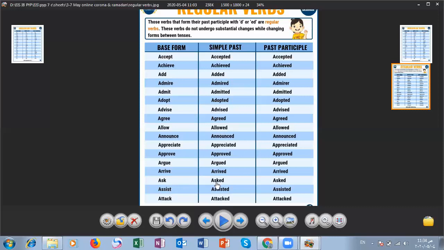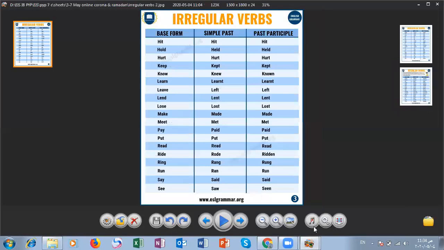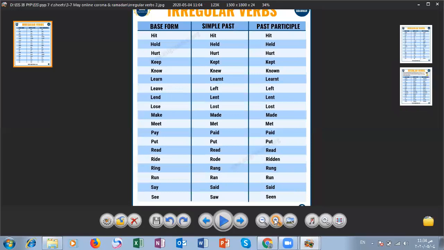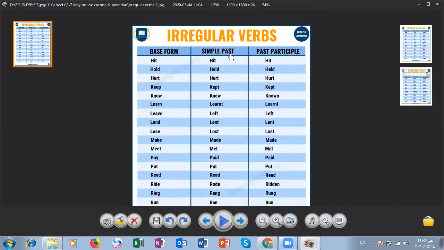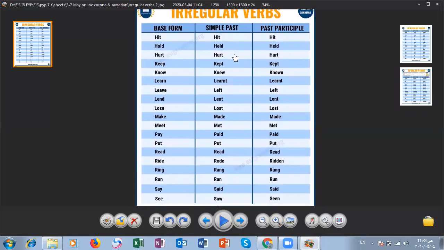Ask, asked, asked. Okay, so let's go to the irregular verbs here. Now, these verbs don't take -ed in the past form, so they are irregular verbs. So we need to memorize these verbs. Lose, lost, lost.